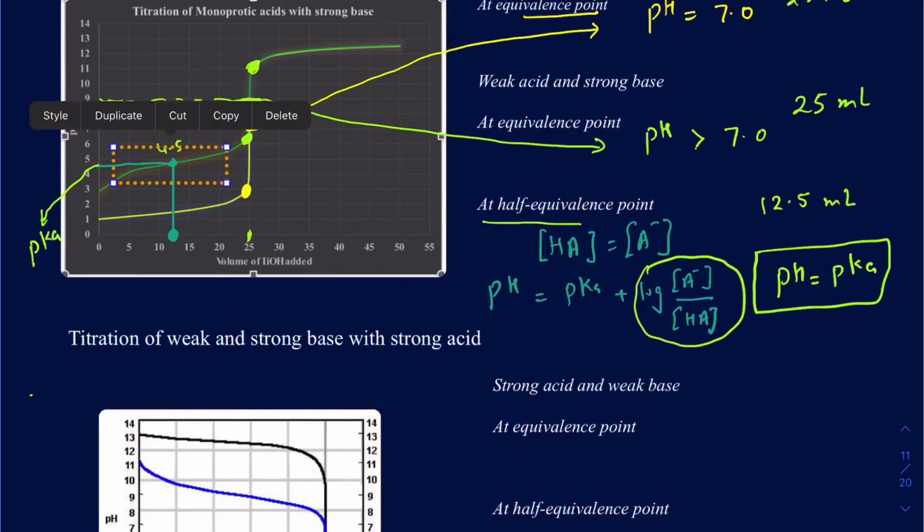So it seems like that's going to be your buffer region there, because you want to make sure you can go 1 unit above and 1 unit down from the pKa values in order to have the buffer solution. So that's why this graph is kind of increasing slowly when you are adding the LiOH.